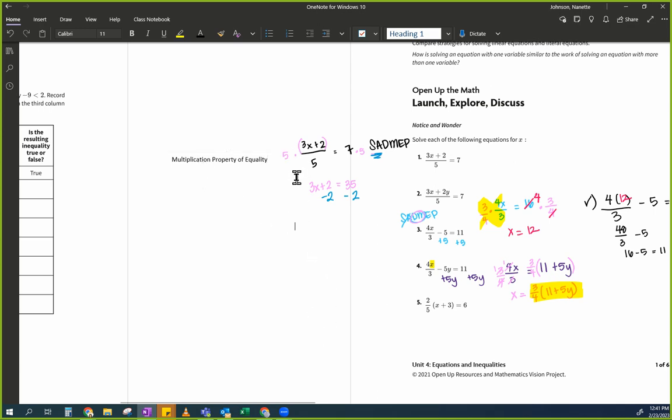She said, Miss Johnson, the reason why we're multiplying by five on both sides is because we needed to inverse the dividing by five. Perfect. Done. If you want to know the mathematical name for that, that's called the multiplication property of equality. Let me explain the multiplication property of equality. You're multiplying in an equation. That's why it's called the multiplication property of equality.